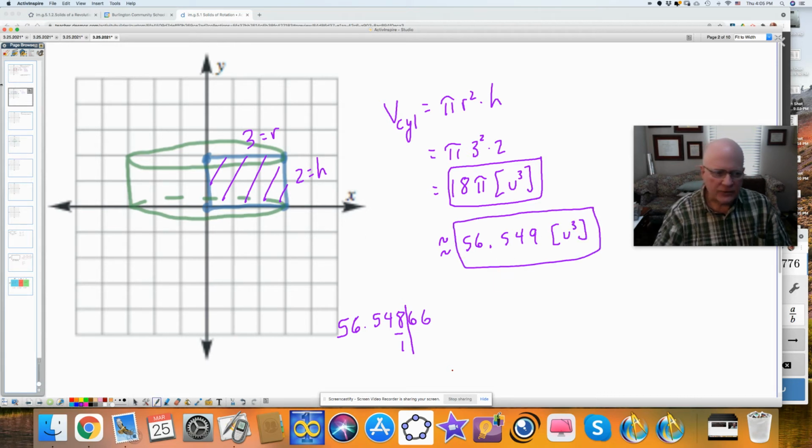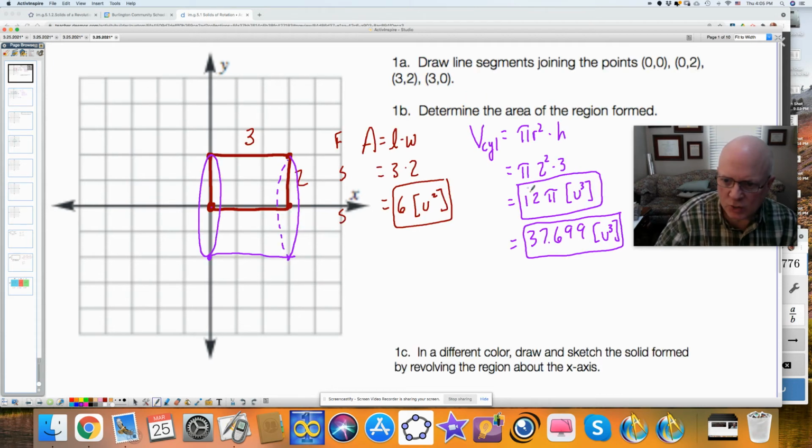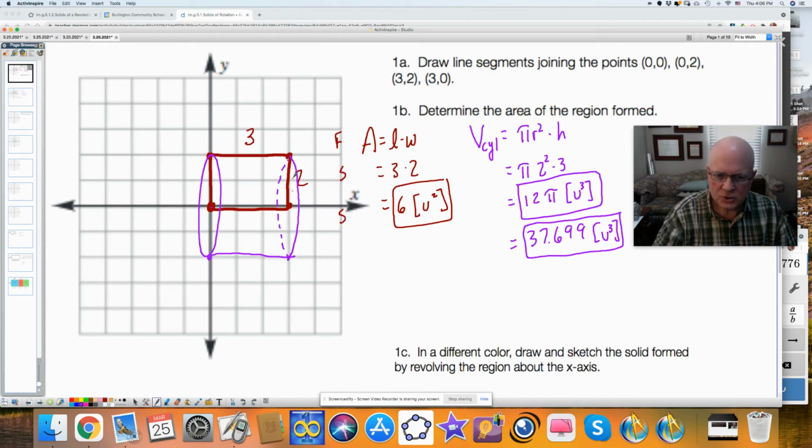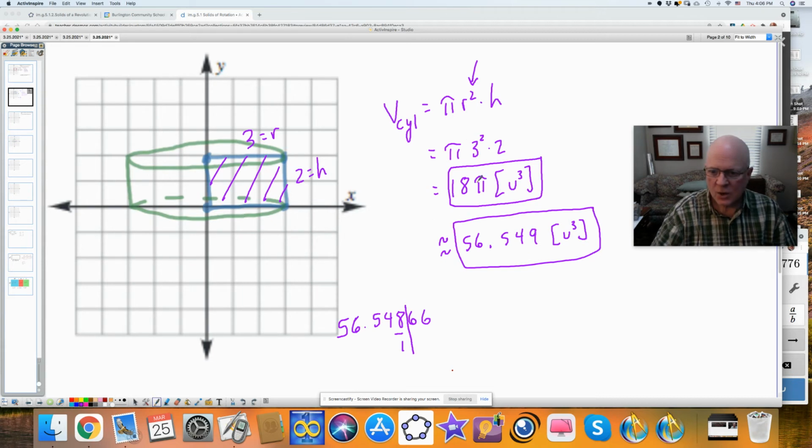Wow. Okay. This is a lot different from what we just had. We had 12 pi and 38, and here we have 18 pi and 57. What's going on here? Why is this so much different? Can you explain it? Well, the big difference is this r squared in my formula. Here the r is 3, and when you square 3, you get 9. Here the r is 2, and when you square 2, you get 4. So there's such a big difference. This is like 1.5 times what the other one was.